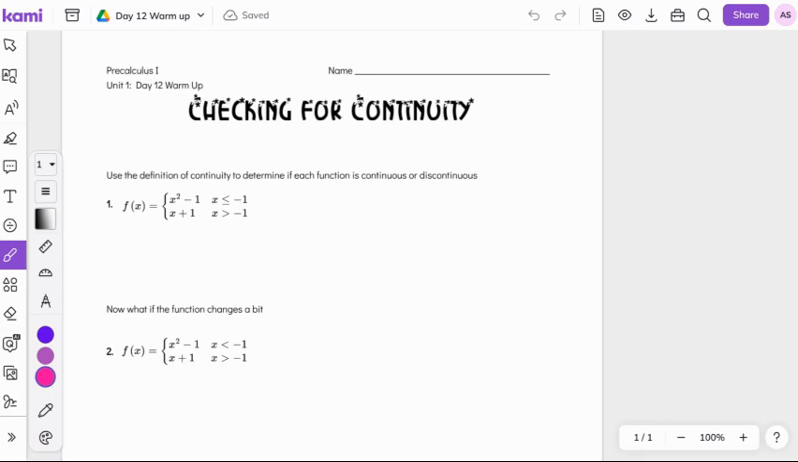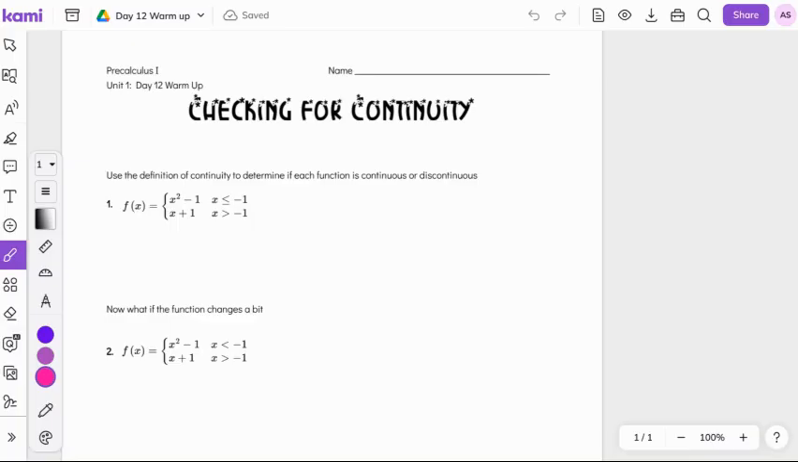Out today, obviously, and we're going to talk a little bit more about continuity. So tomorrow when we come in class, you will work some more with continuity and discontinuous functions. And then on Thursday in class, you will have your learning target over continuity.